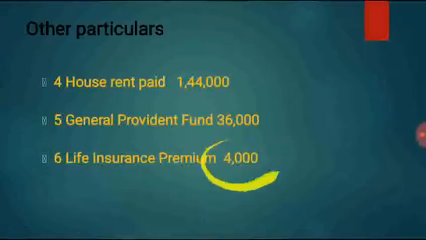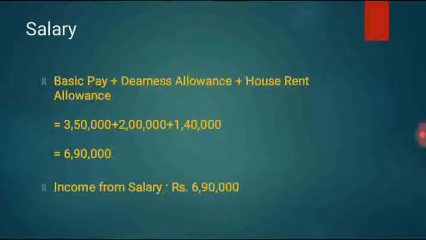So how can we calculate the salary? The salary means the basic pay plus DA plus HRA. Here it is 3,50,000 plus 2 lakh plus 1,40,000. That amounts to rupees 6,90,000. That means income from salary is 6,90,000 in this case.